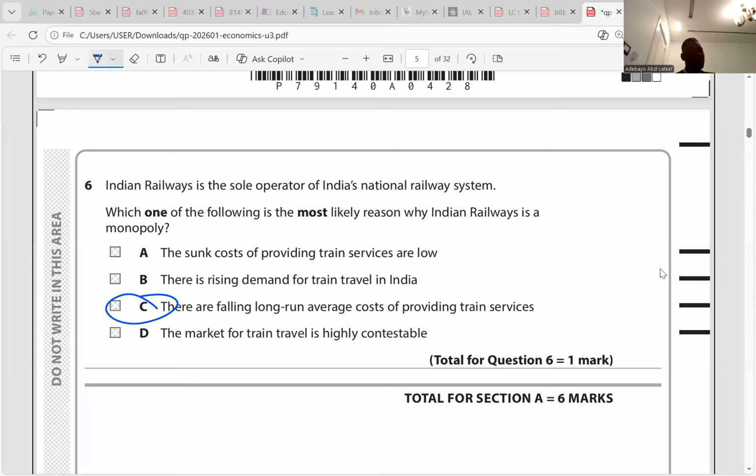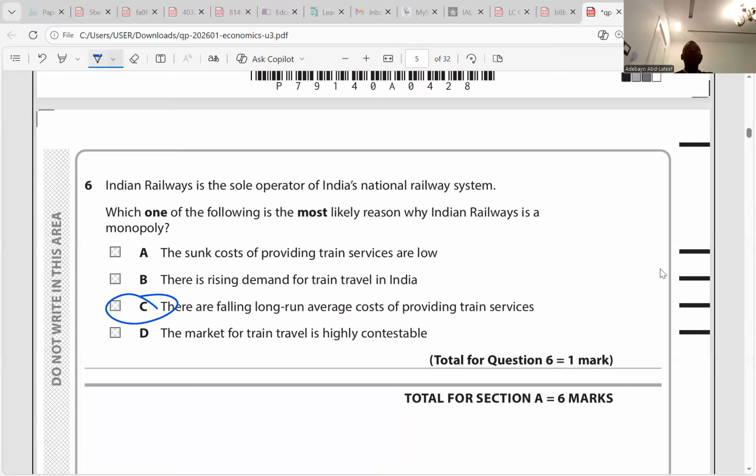And you chose D. I'm going to tell you why it is not D. They said the market for train travel is highly contestable. It is less contestable. If it is highly contestable, it simply means more firms are coming into the market. Look at option A and D. They are almost the same. Option A says the sunk cost of providing train service is low. If the sunk cost is low, new firms can come into the market, and that makes it highly contestable. So they are giving you A and D, which are the same.